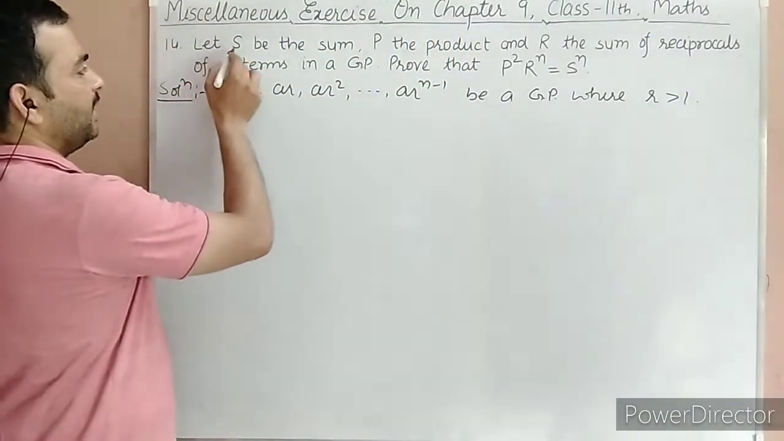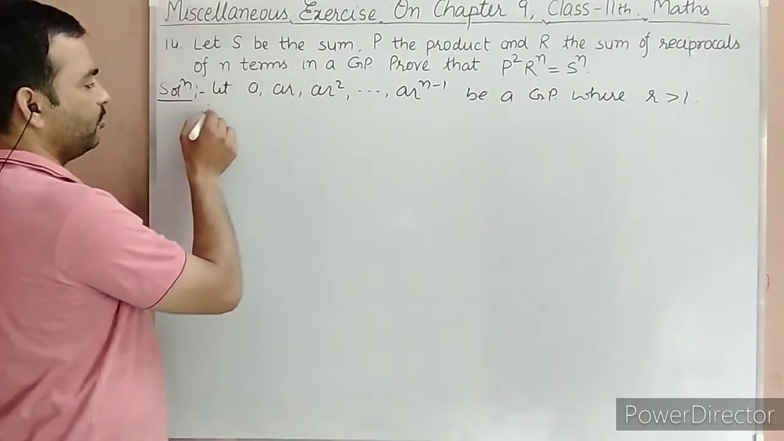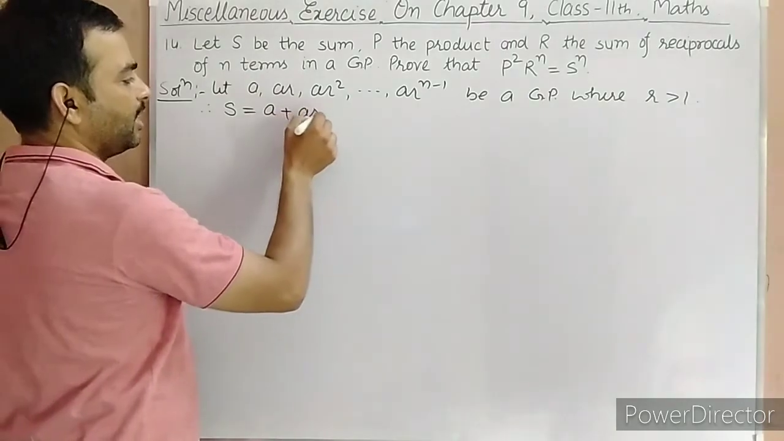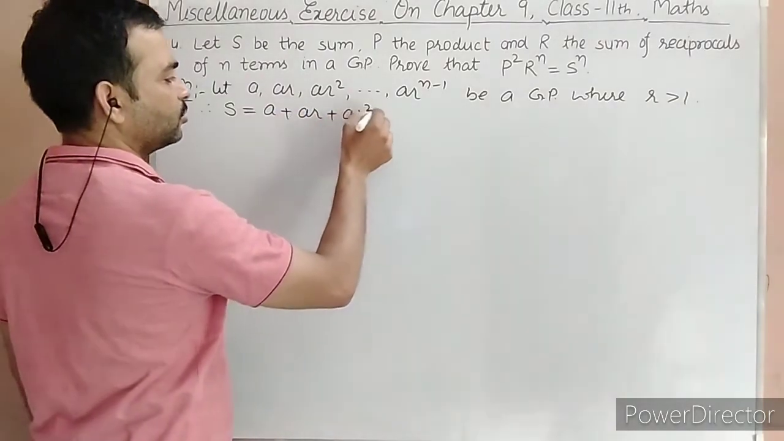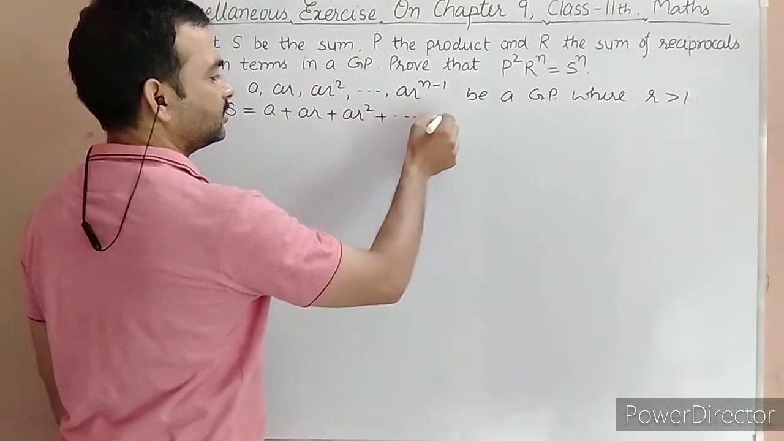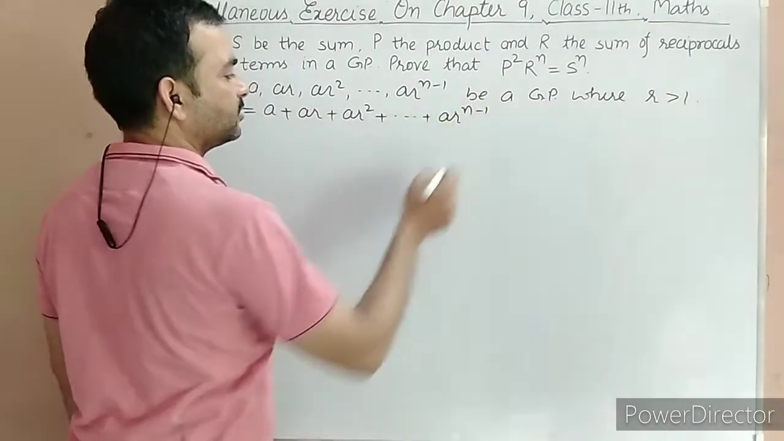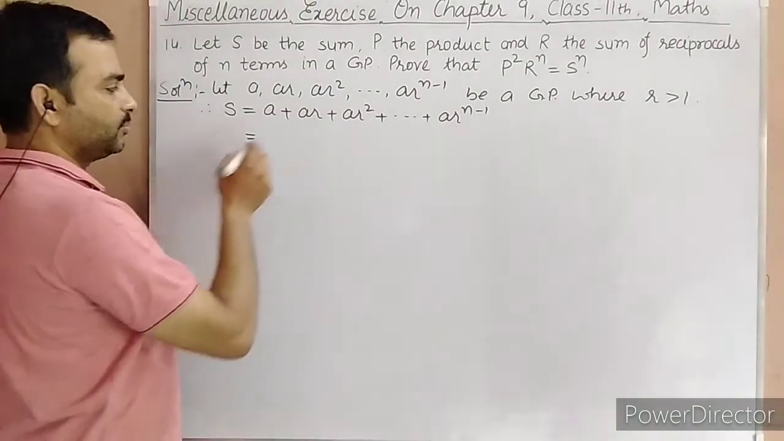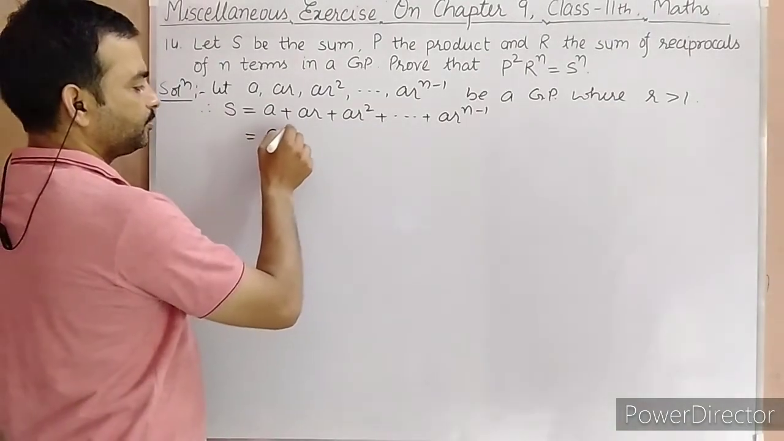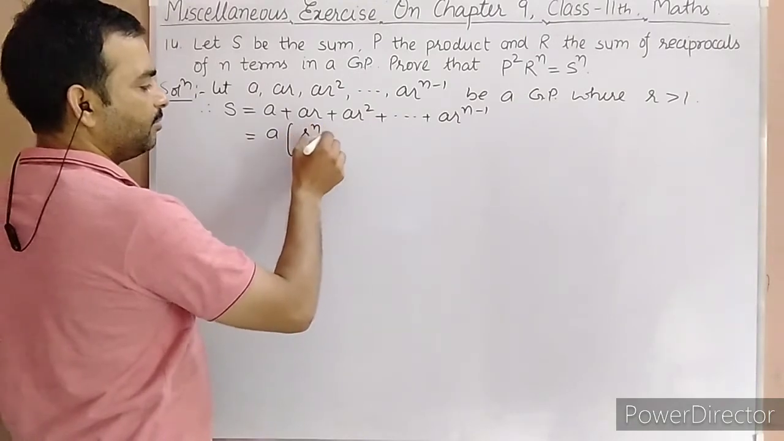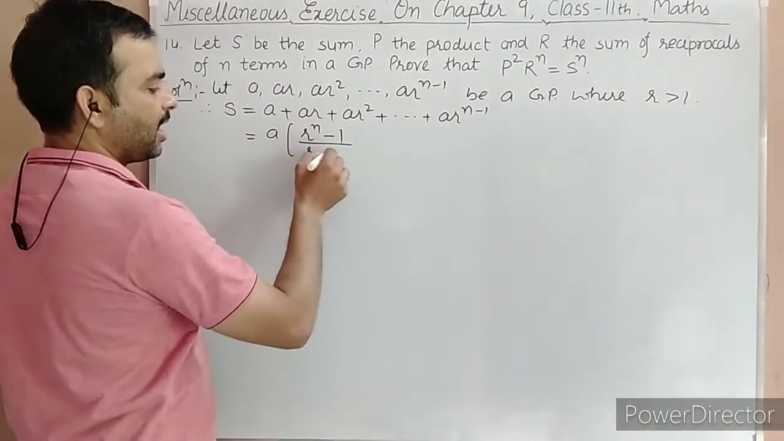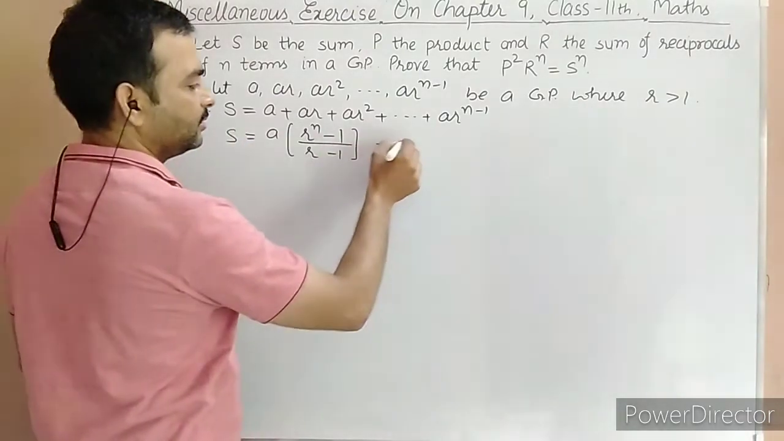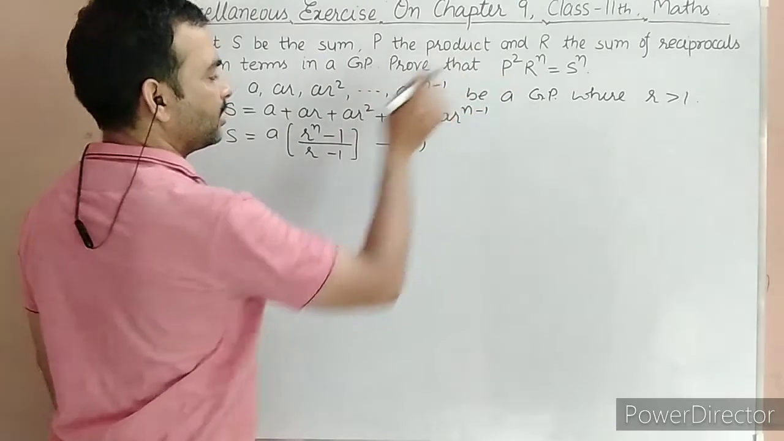First, S be the sum. Therefore, S is equal to a plus ar plus ar square up to so on plus ar power n minus 1, the sum of these n terms. We can use the formula directly. So we get a times (r power n minus 1) divided by (r minus 1). This is S.